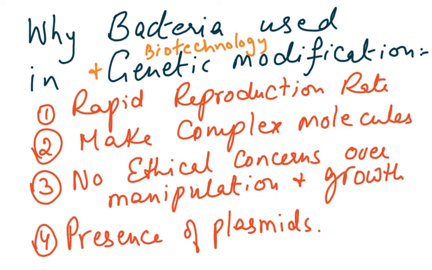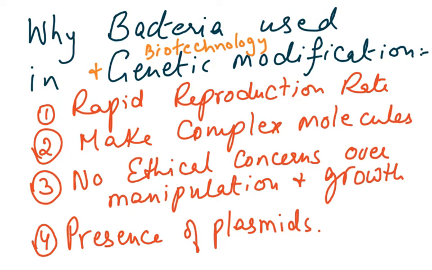Now, the second point of the syllabus is why bacteria are used in biotechnology and genetic modification. See, they're two separate things. Biotechnology is bread and wines and brewing, but genetic modification is when you change the genetic makeup of an organism somehow. We're going to talk about how.